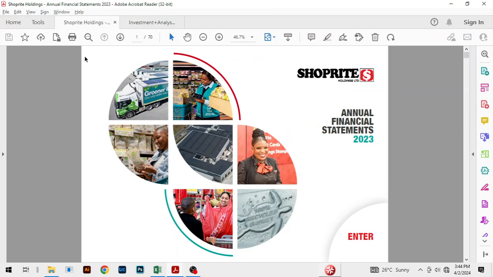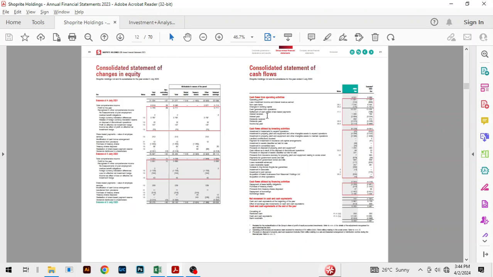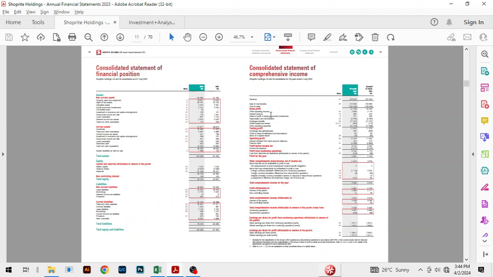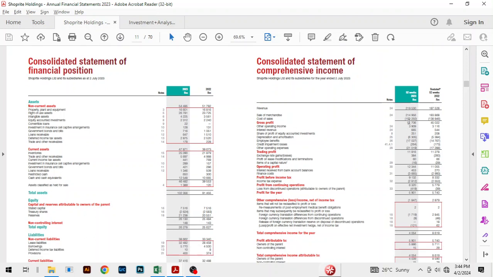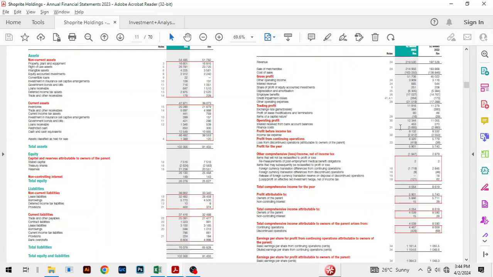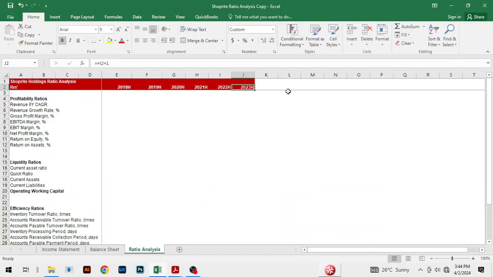So I've got the Shoprite Holdings annual financial statements here, the 2023 annual financial statements. You can see here, let me just zoom that, the consolidated statement of comprehensive income. This is 2022 to 2023. So we shall be referencing this annual financial statement report. So let's go back to our Excel.